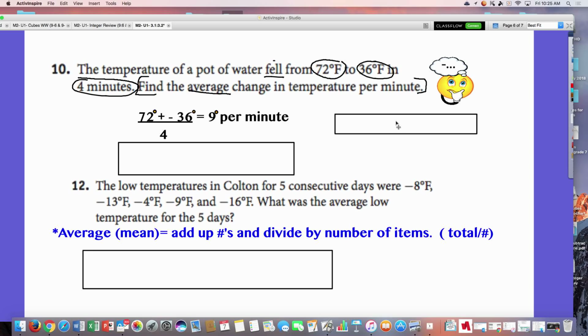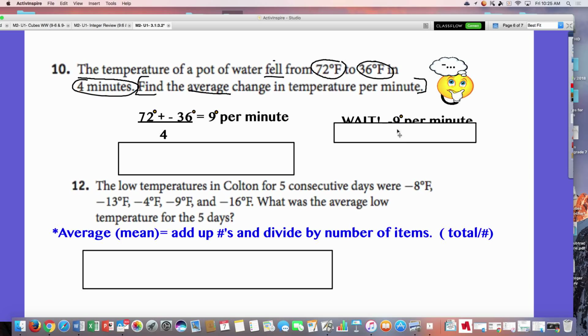But average change per minute, going down, 9 degrees per minute. Don't let them trick you with that. So I got my thinking guy there, right? Temperature's going down per minute.